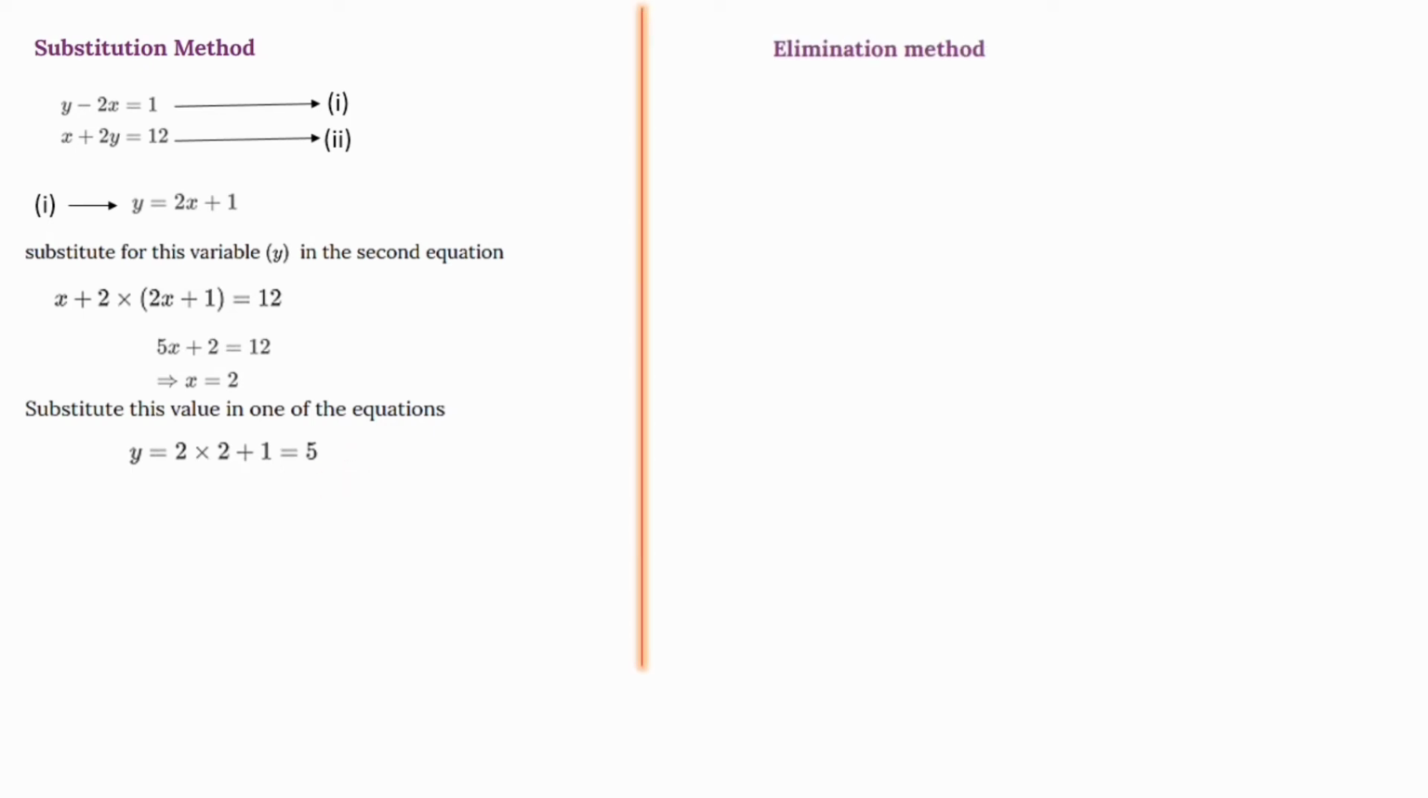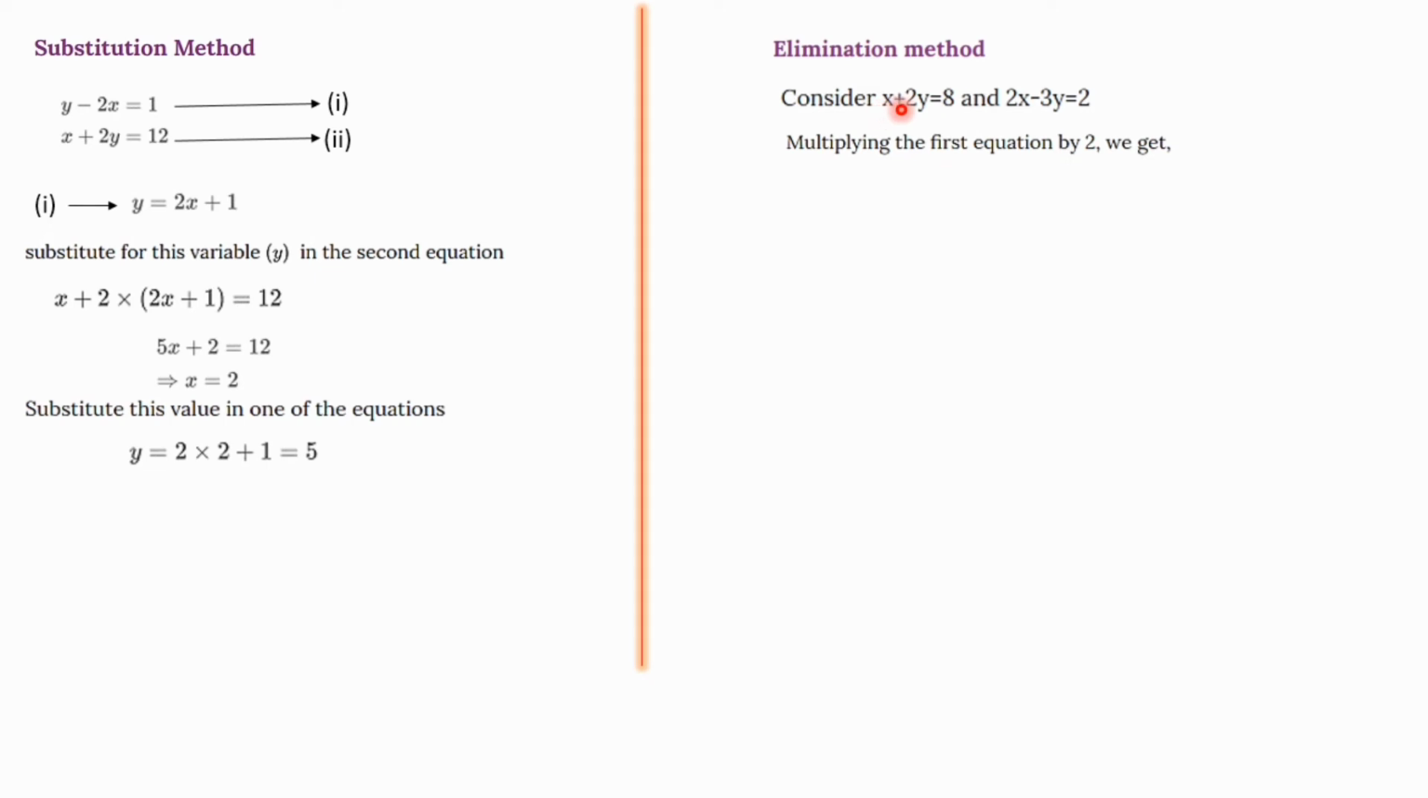Next we have to go for the elimination method, and here elimination, as the word says, means we have to eliminate one variable, either x or y, whichever you choose. So here consider the equations x plus 2y is equal to 8 and 2x minus 3y is equal to 2. Multiplying the first equation by 2.